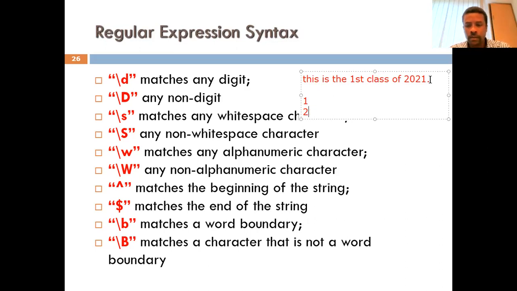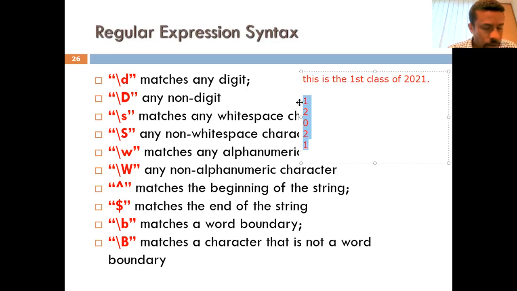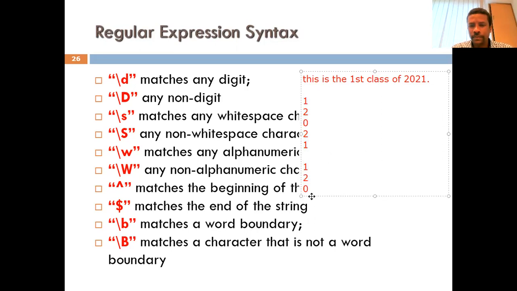2, 0, 2, 1. Is it 1, 2, 0? I think 1, 2, 0. 1, 2, 2, 0. Because 1, 2, 0 matches the sentence.